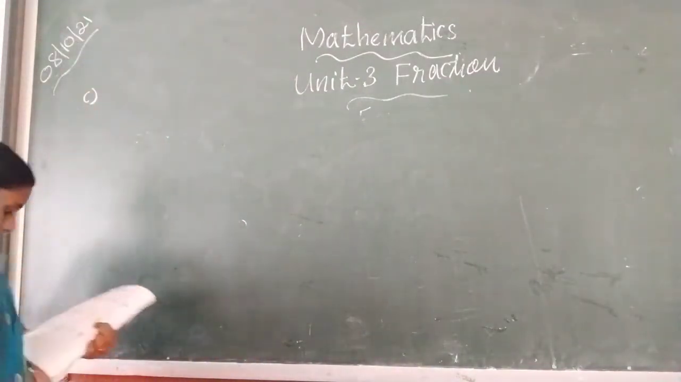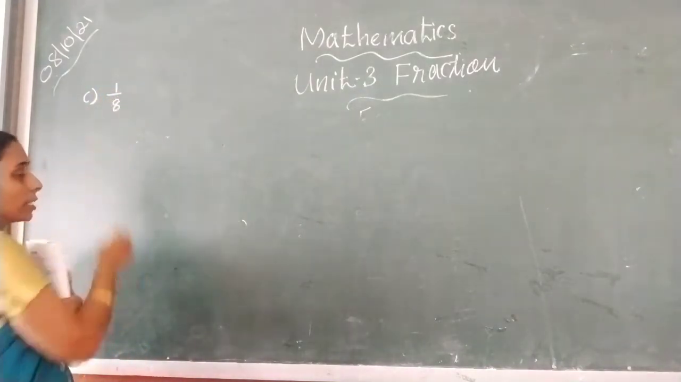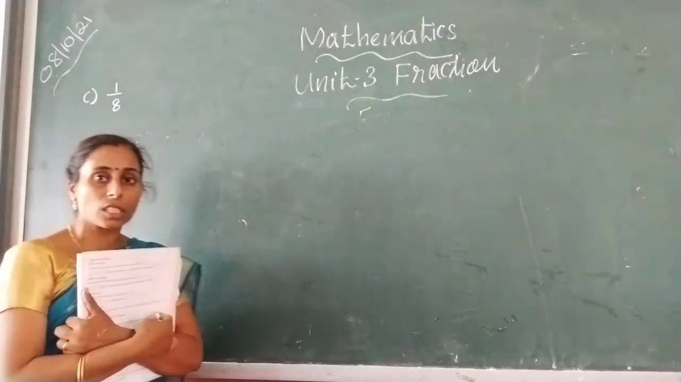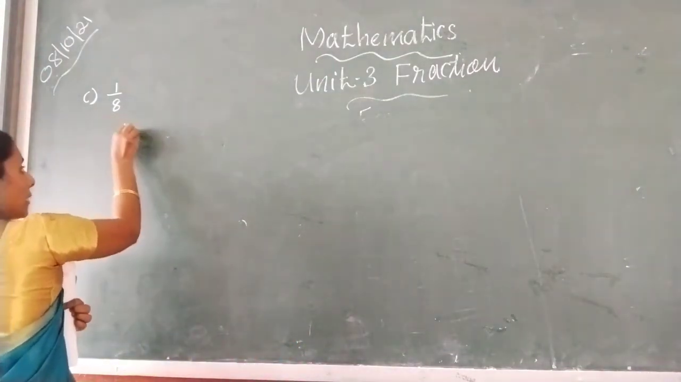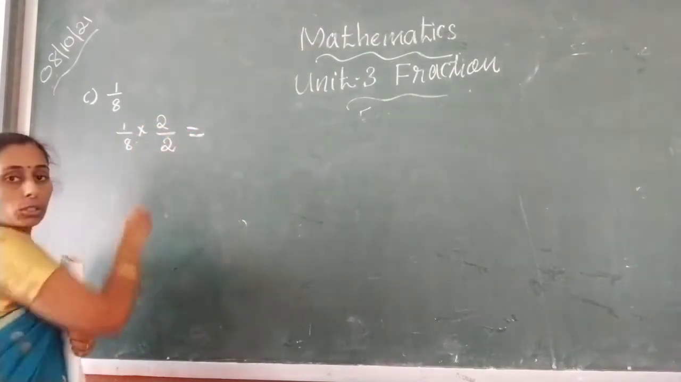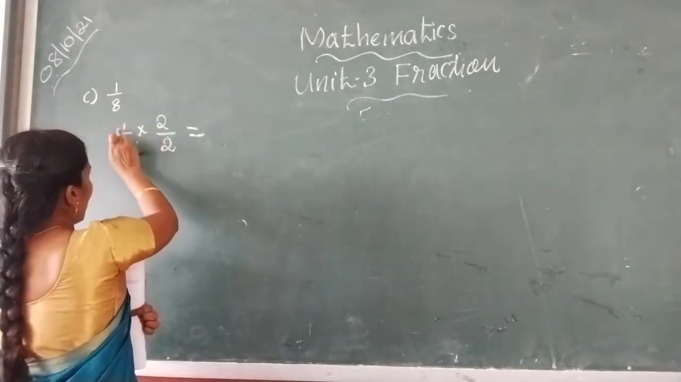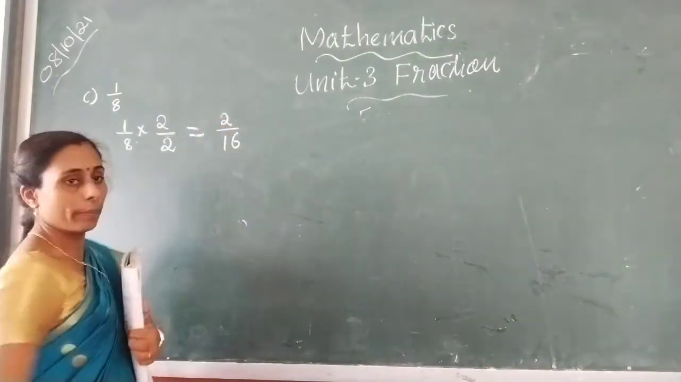Question number C, 1 upon 8. To get the first equivalent fraction, both numerator and denominator are multiplied by 2. 1 upon 8 multiplied by 2 upon 2 is equal to what? 1 2s are 2, 8 2s are 16.